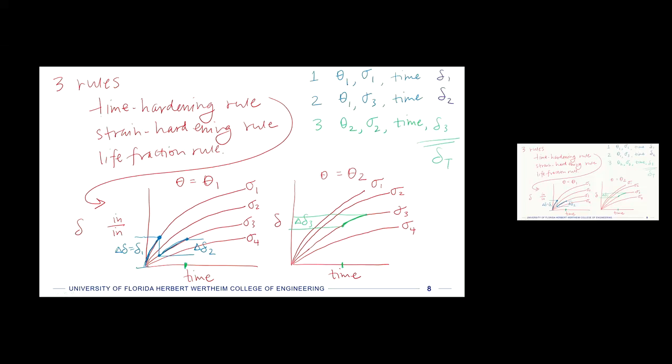And you'd compare that. And when it gets up to some maximum allowable strain, then your ratio equals 1. And you've come to the end of your life according to a prediction based on the time hardening rule for creep strains. So that's one way to think about it. The second one is a strain hardening rule.